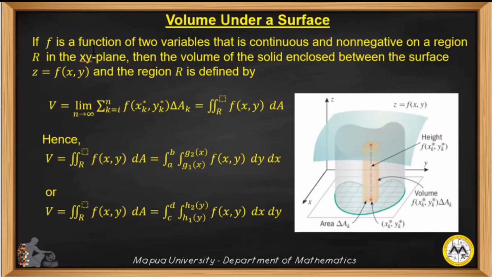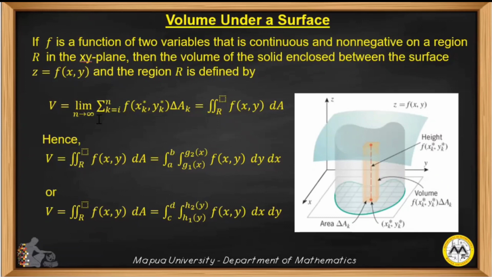So let f be a function of two variables that is continuous and non-negative on a region R in the xy plane. Meaning z is on the xy plane or above the xy plane, since it is non-negative. Then the volume of the solid enclosed between the surface z, a function of x and y, and the region R is defined by this.